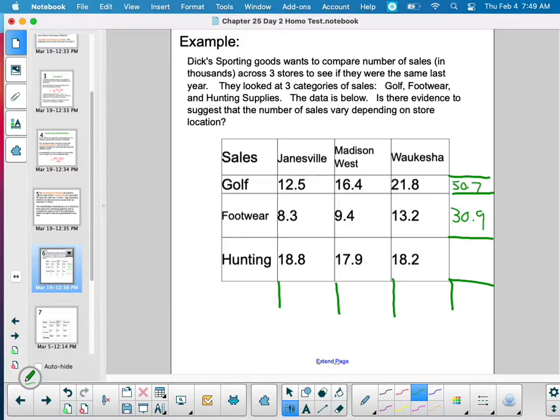54.9. If I add those up, plus 30.9, I get 136.5. In the columns, that's going to give me 30, 31.3, 31.6, 39.6.